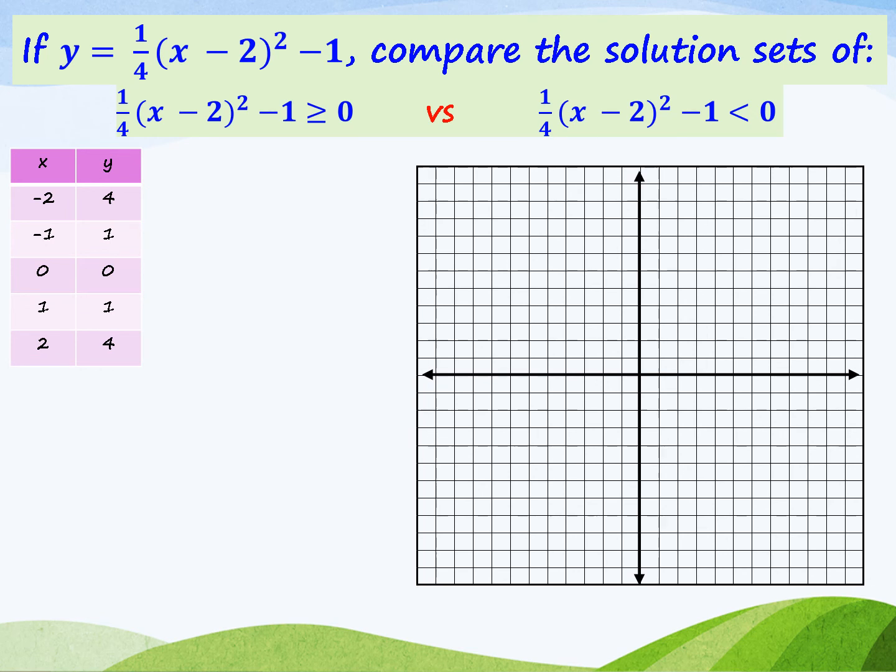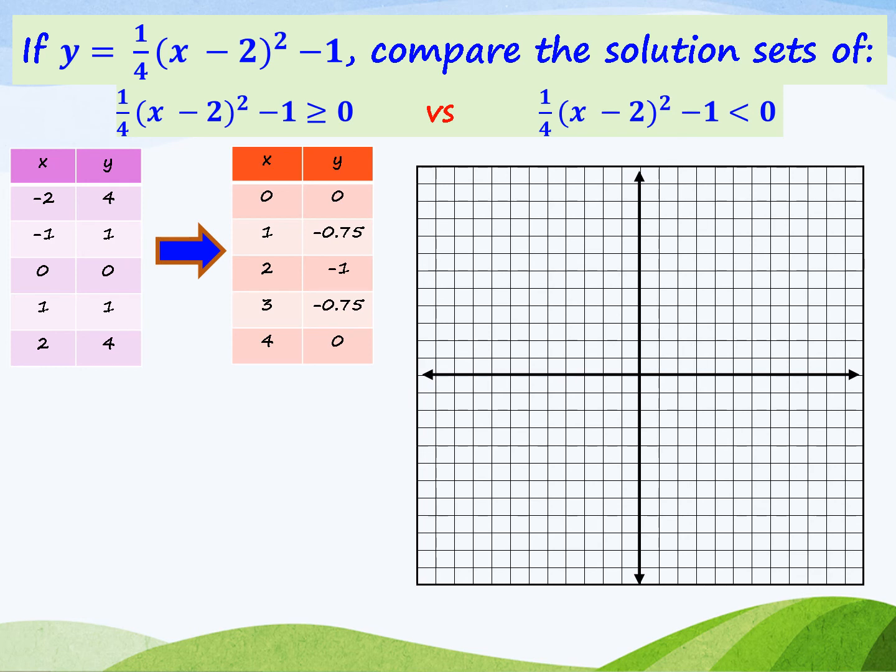So there's my parent function table, and here's my new function table. Now, what I'm going to do to go from old x's to new x's is I add 2, and then to go from old y's to new y's, I multiplied by 1/4 and subtracted 1. So there are my 5 points. Here's my parabola.